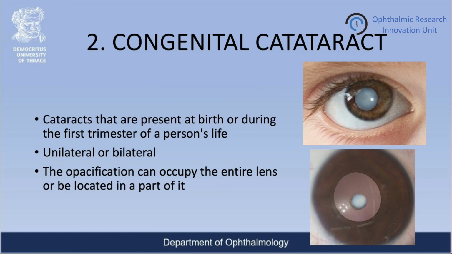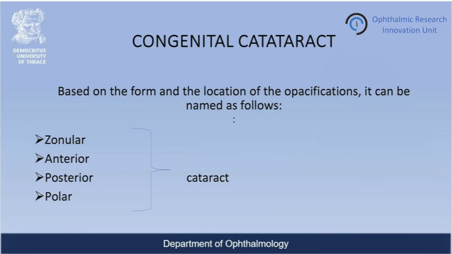Another type of cataract is congenital cataract, which is present at birth or during the first trimester of a person's life. It can be unilateral or bilateral. The opacification can occupy the entire lens or be located in a part of it. Based on the form and the location of the opacifications, congenital cataract can be named zonular, anterior, posterior, or polar cataract.